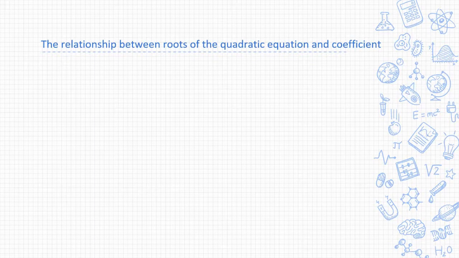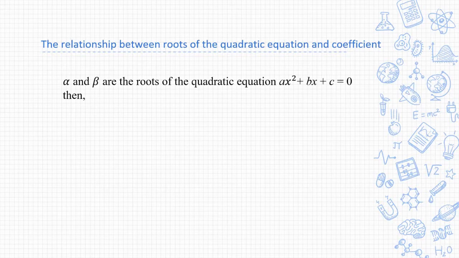Now let us see the relationship between the roots of the quadratic equation and the coefficients. Alpha and beta, we denote alpha and beta as the roots of the quadratic equation ax squared plus bx plus c equal to 0. So for any quadratic equation, alpha and beta are the roots. Then alpha plus beta will be equal to minus b upon a. If you note, b is the coefficient of the x term and a is the coefficient of the x squared term. So alpha plus beta is equal to minus b upon a.